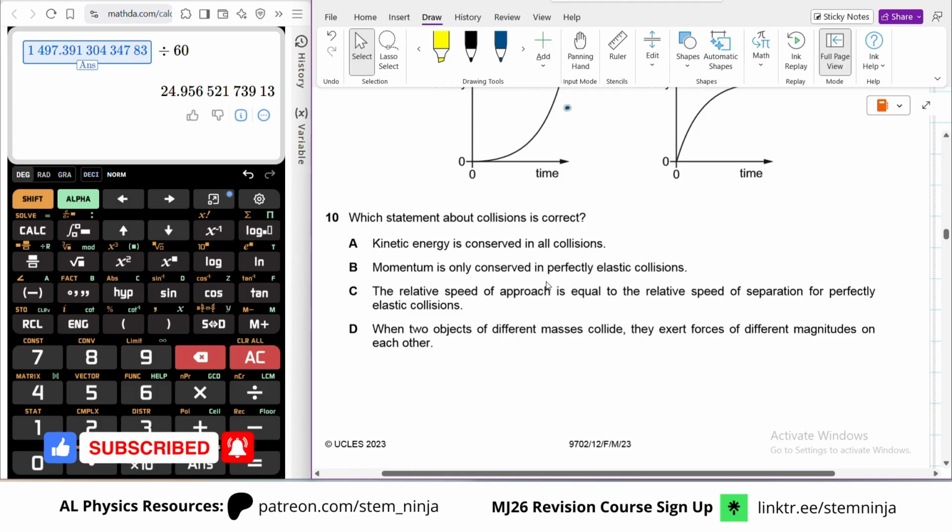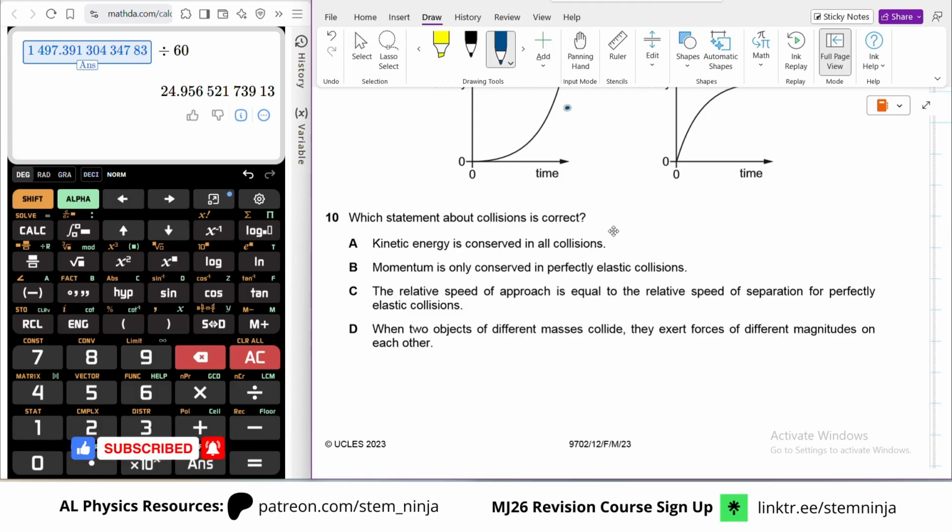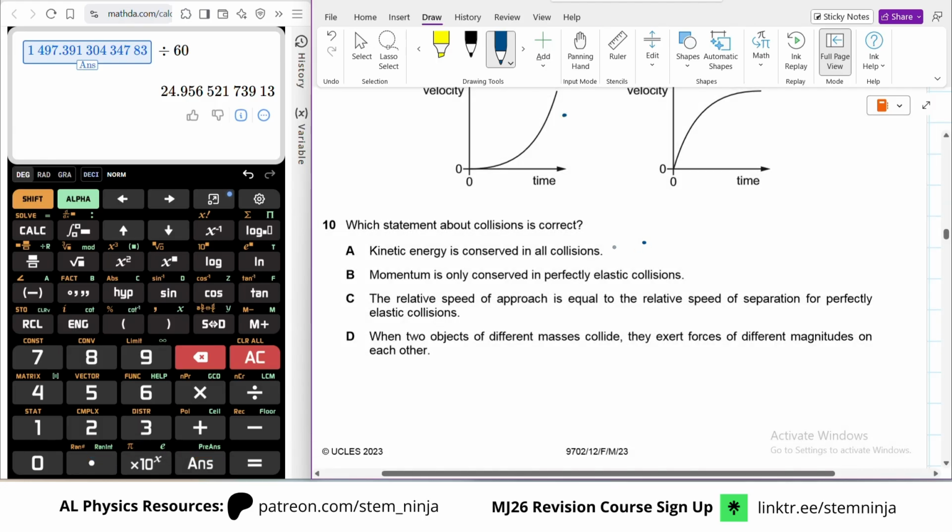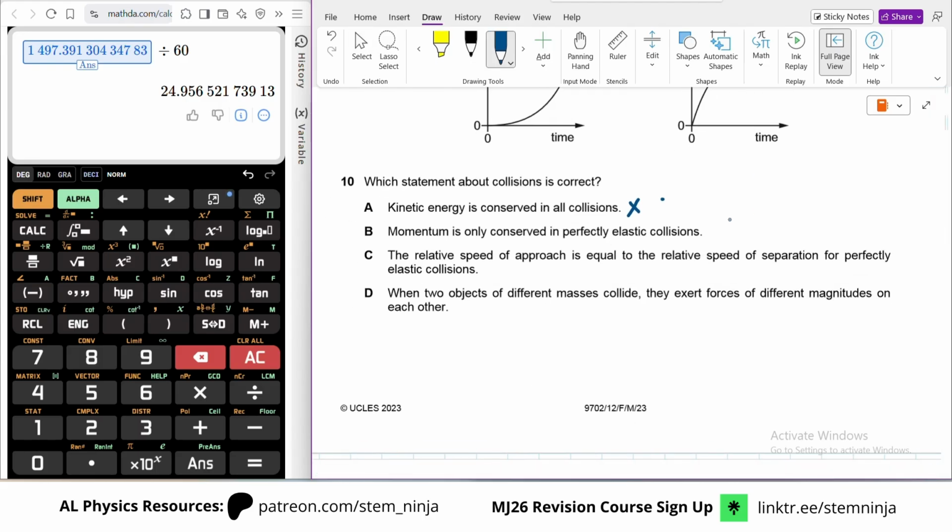Which statement about collisions is correct? Kinetic energy is conserved in all collisions? No. In inelastic collisions it is not. Momentum is only conserved in perfectly elastic collisions? No, it's always conserved. Relative speed of approach is equal to the relative speed of separation for perfectly elastic collisions. Yes, this is the one that is correct. When two objects of different masses collide, they exert forces of different magnitudes on each other. No, this is a direct contradiction to Newton's third law, which states that they will exert forces of equal magnitudes but opposite directions on each other.